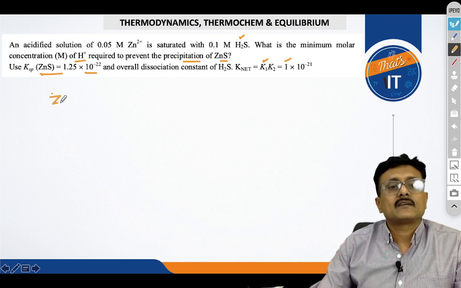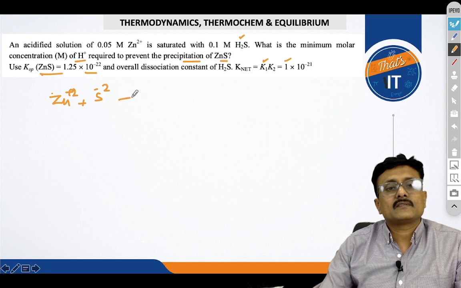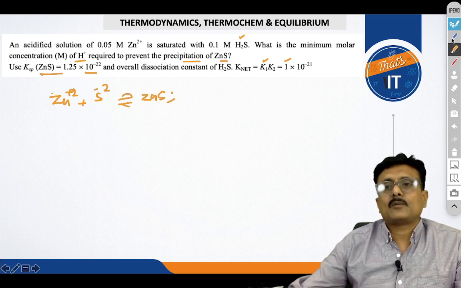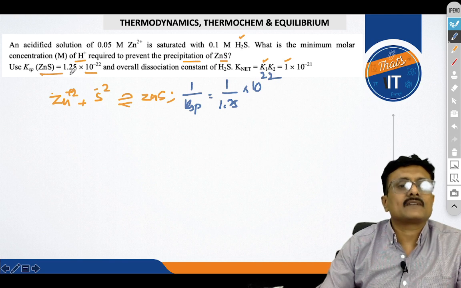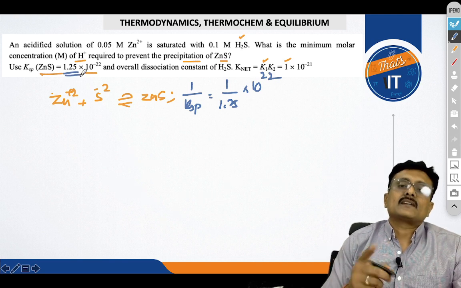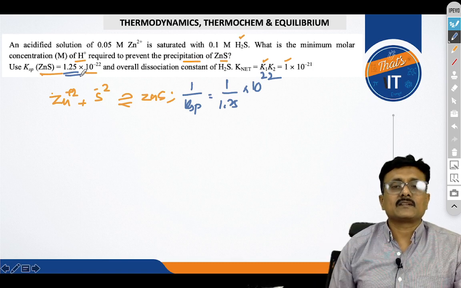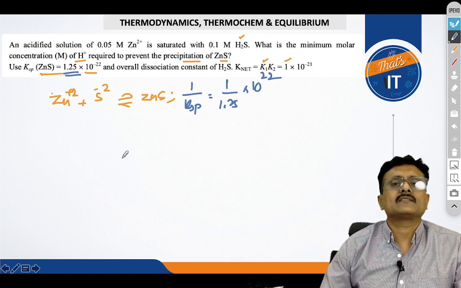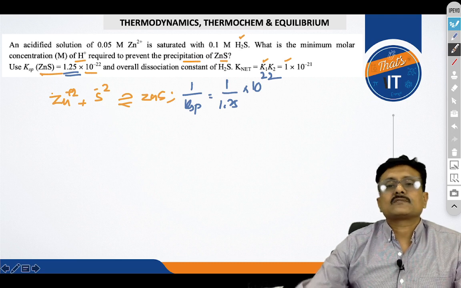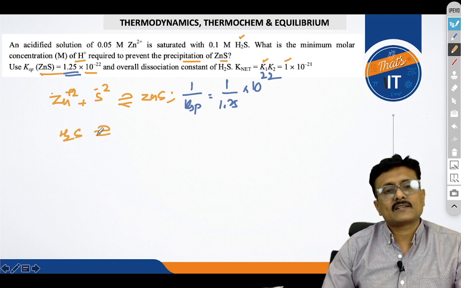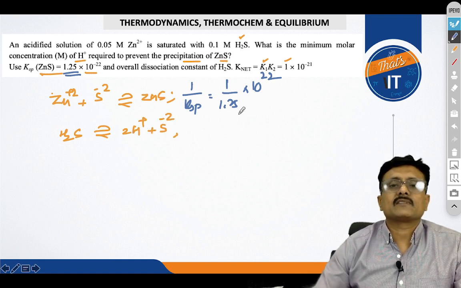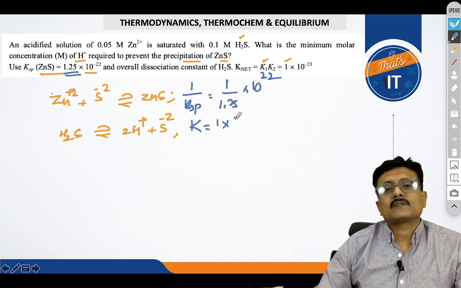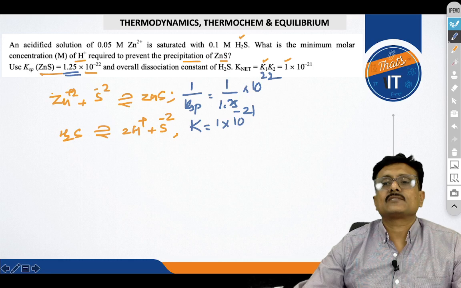So what I will take is the equilibrium of the ZnS dissolution. I will take the opposite of it. You can see that this is 1 by Ksp, that is 1 by 1.25 into 10 to the power 22. I have done the inverse of this, because whenever you write the reverse, the equilibrium constant gets inverted, isn't it? Now let me take the other equation also, the complete dissociation of H2S. Net value is given, so I will not take the partial dissociation like we did in the first or second question. We will take the complete dissociation, wherein you are given the K net as 1 into 10 power minus 21.